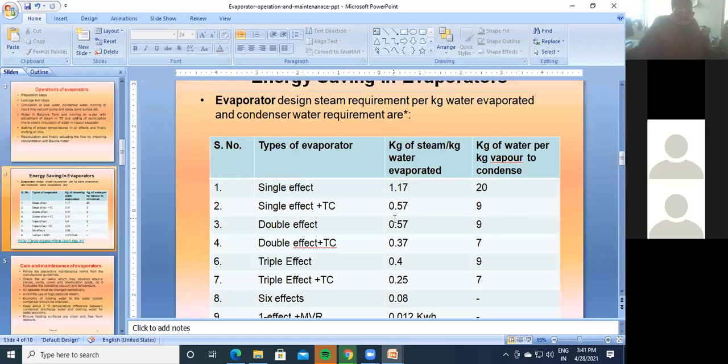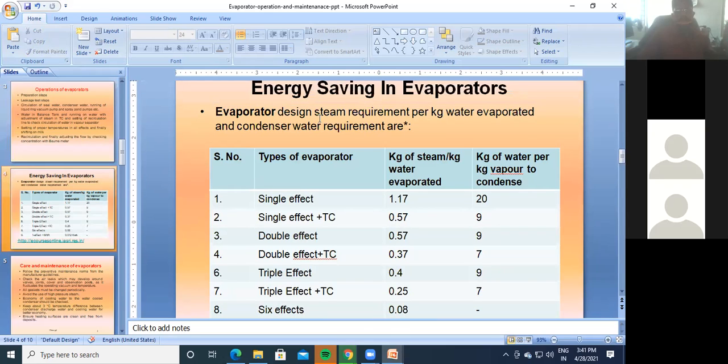In this slide, I have explained about the economy of the plant and the amount of water saving in the plant when we go from single effect to multiple effect evaporators. In this column, kg of steam per kg of water evaporated is taken, and in the second column, kg of water per kg vapor to condense is taken, and in the next column, types of evaporator is considered.